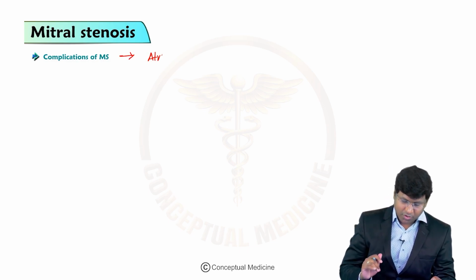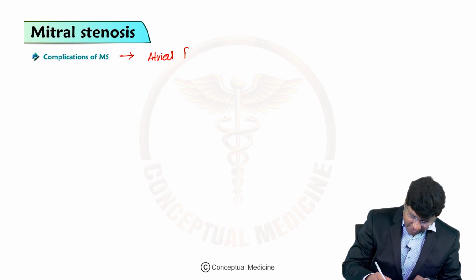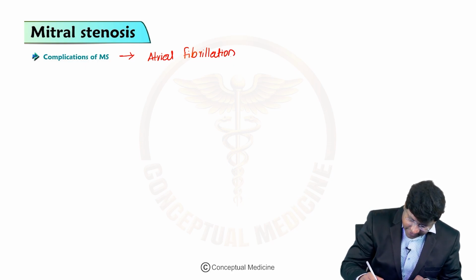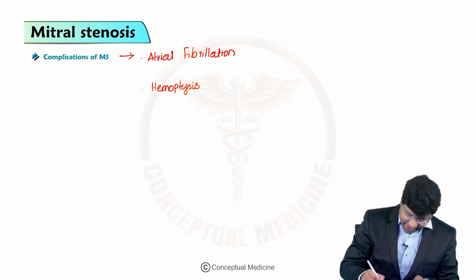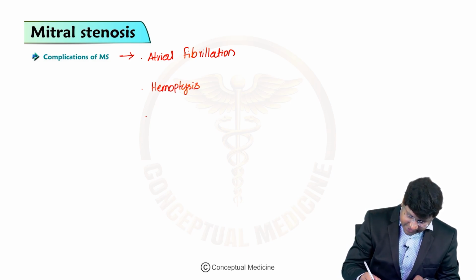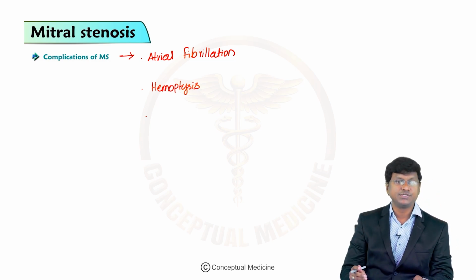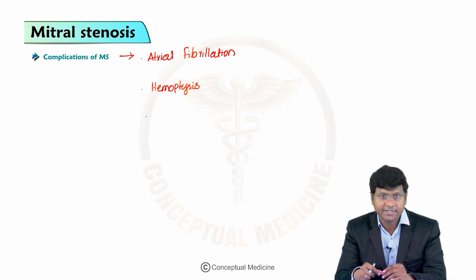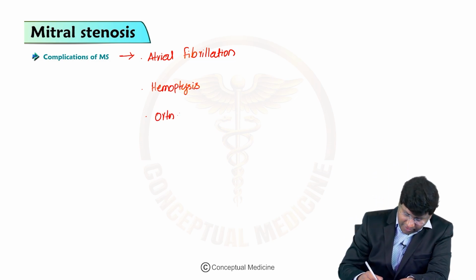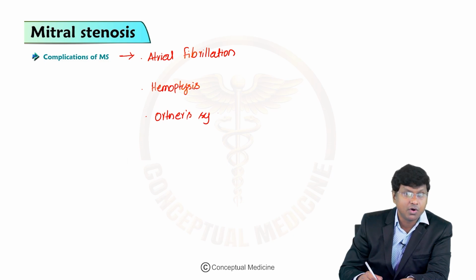Now, coming to the complications of mitral stenosis. One of the very important complications is arrhythmias, and that particular arrhythmia will be atrial fibrillation. Now, apart from that, these individuals will also develop hemoptysis. And this hemoptysis is due to rupture of the bronchial veins. Now, we have one more important syndrome that is called Ortner syndrome.